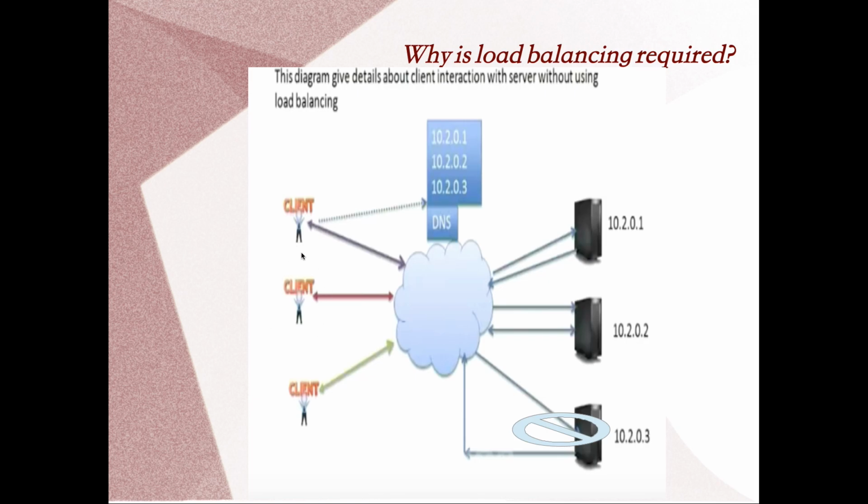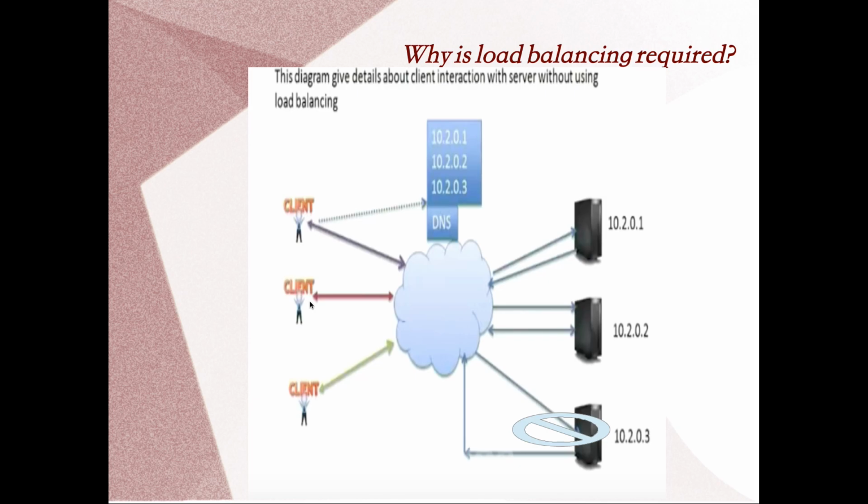Now suppose this client wants to generate a request for 10.2.0.3. The request has been generated and sent to the server, but this server is not responding. This particular client will keep on generating requests for the same server every time, and this server will not respond, while two other servers are sitting there idle with the same application on them, but this client is not getting the result. You understand what is happening over here?